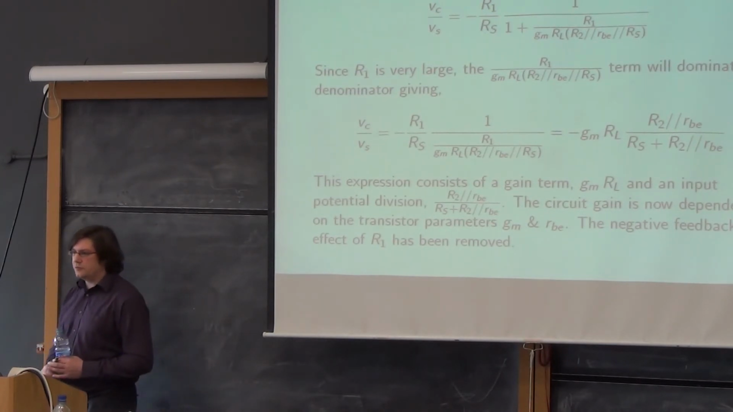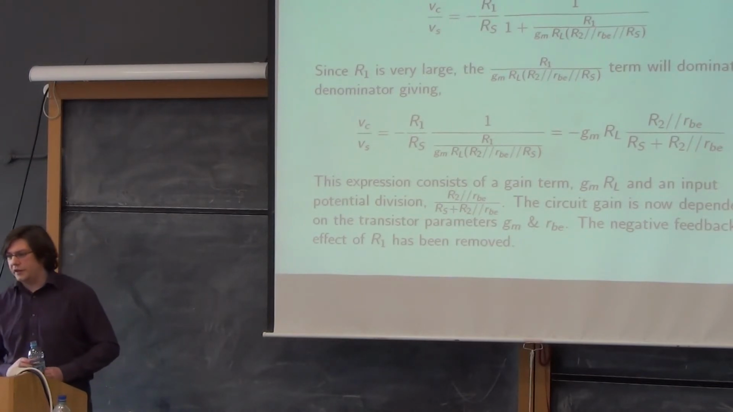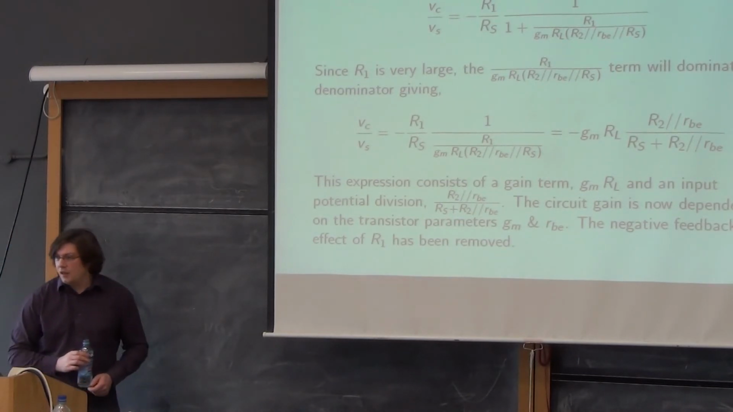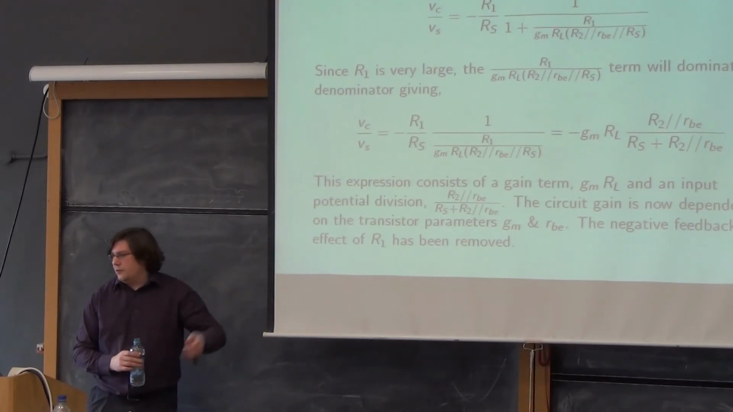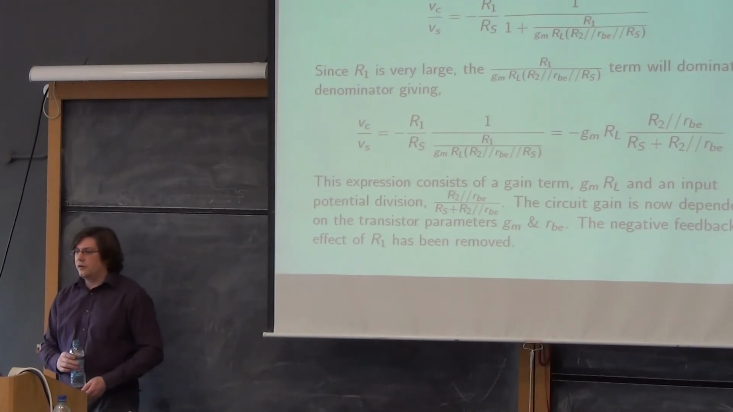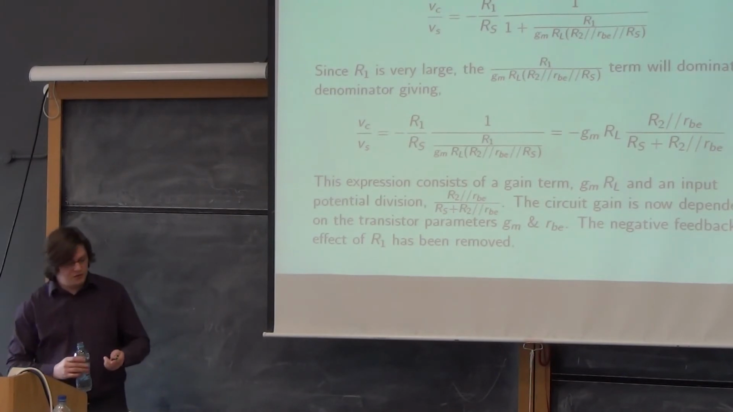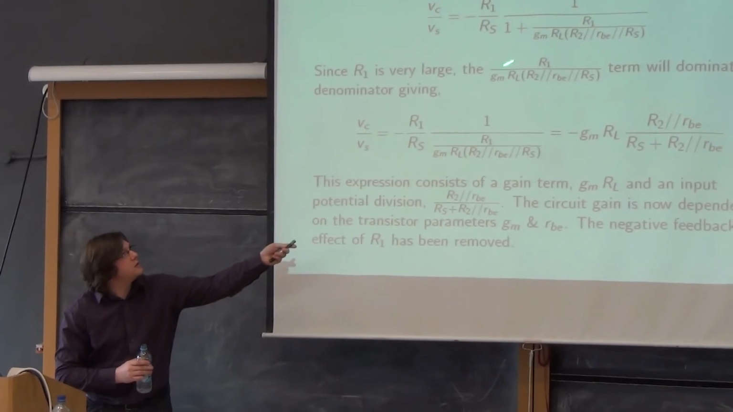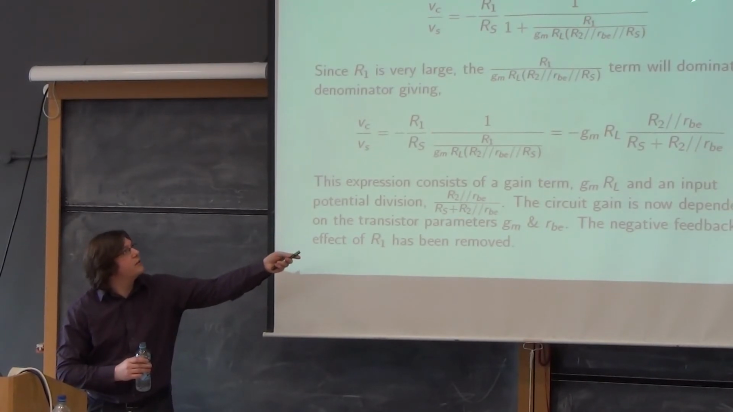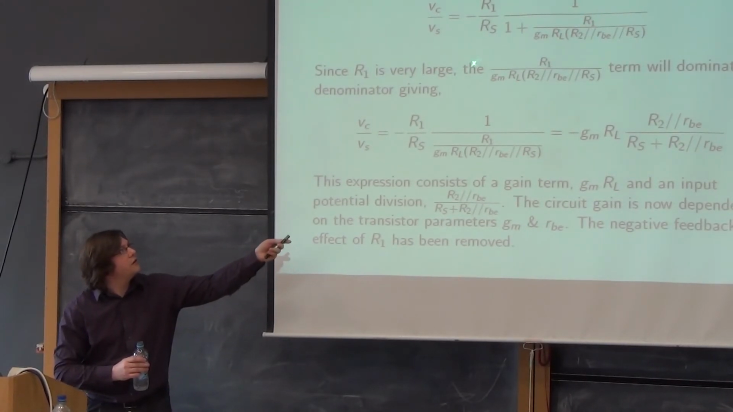So R1 disappears from all the parallel combinations in 6 to yield 7, and since R1 is very large, the R1 upon GMRL2 parallel RB parallel S dominates. So this is what I'm saying, that because R1's really big now, it's much, much bigger than 1. So this is the bit that becomes important, and this is insignificant.